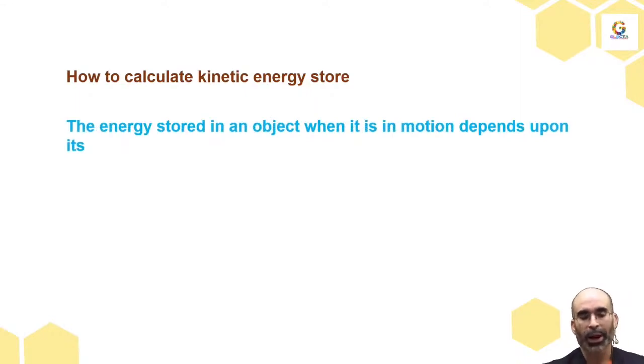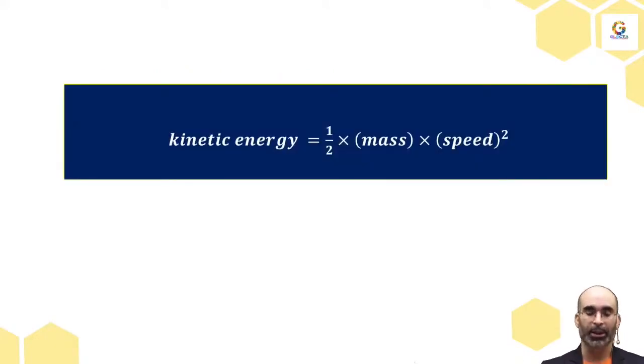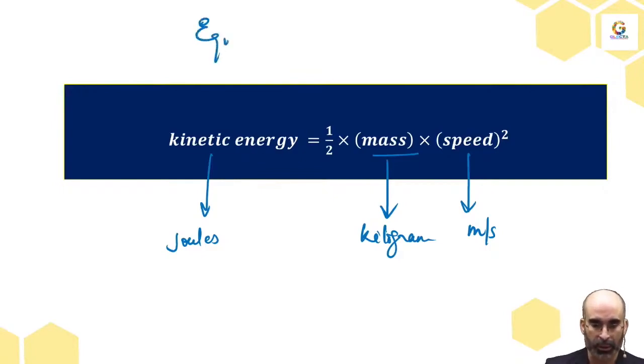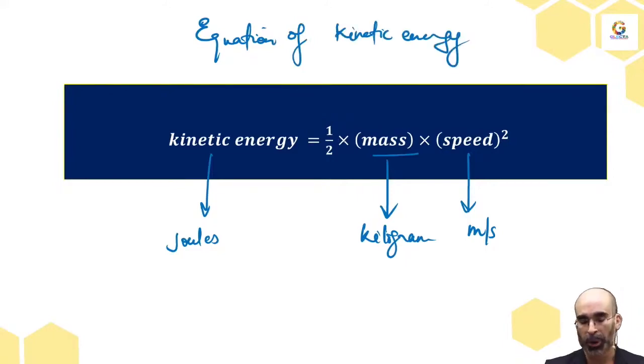The energy stored in an object when it is in motion depends upon two things: the mass of the object and the speed of the object. So the kinetic energy is given as this. This is measured in joules, mass in kilogram, and speed in meter per second. The equation of kinetic energy is half multiplied by mass multiplied by speed squared. And you know the units now.